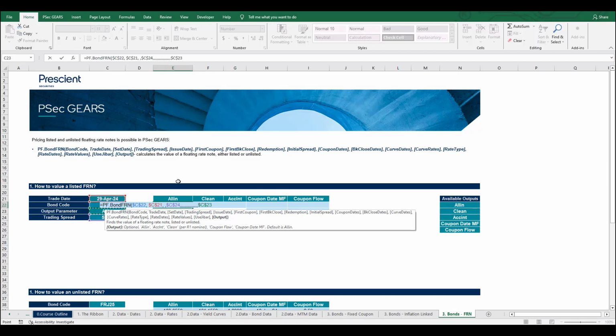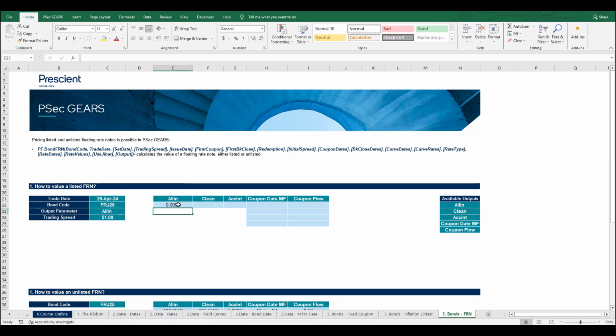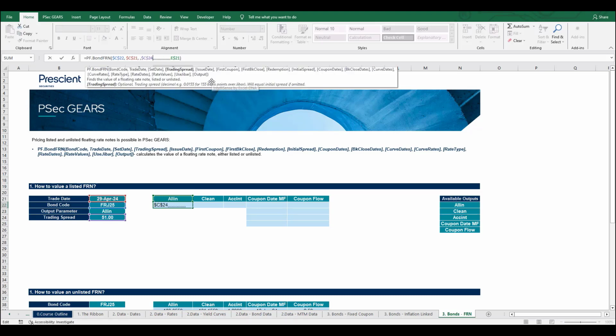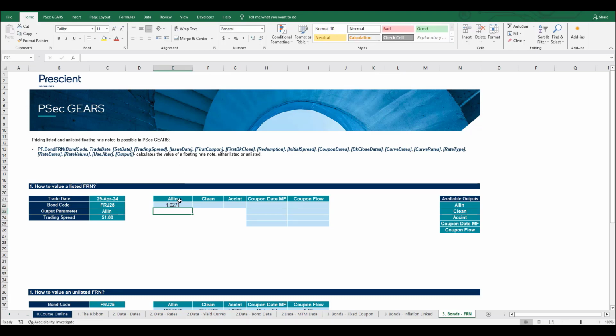Let's make this a bit easier for us. That will always be in 21. And so I can get the all-in. Of course, remember this is per 1 rand nominal. I forgot to divide my trading spread by 10,000. So per 1 rand nominal is going to be my all-in price, and I've dragged the formula, so now here we're getting clean.